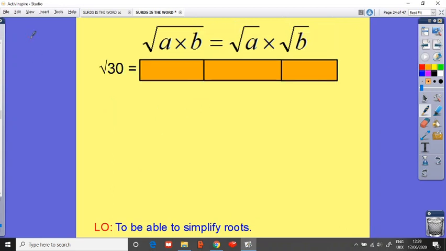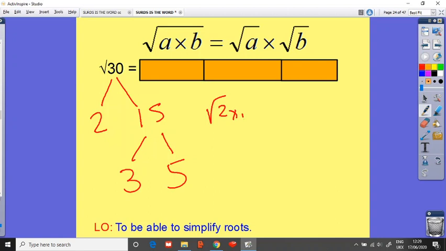Okay, root 30. So stick with it. 2 and 15. 3 and 5. So I can write this as just the square root of 30 really, because all I've got is a square root of 2 times the square root of 3 times the square root of 5. Okay, none of these go together, so I have to times all of these, which is just root 30. So root 30 is in its simplest form.